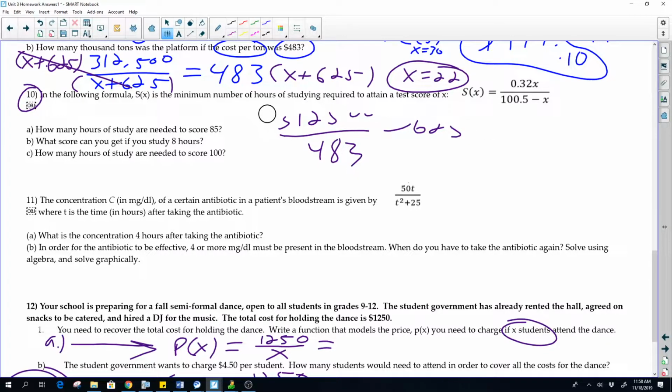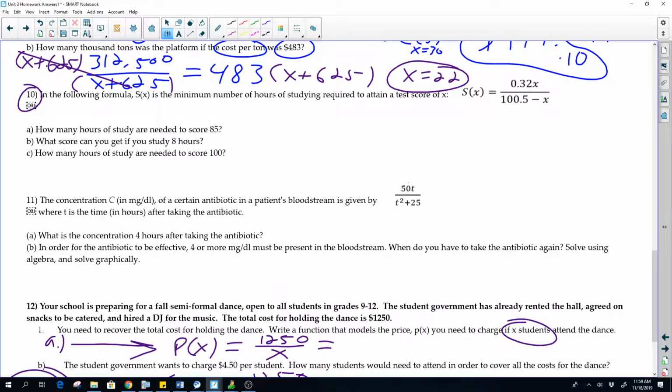So we have this beautiful equation. S of x is the minimum number of hours studying required to attain a test score of x. Wow, you gotta study this many hours tonight, you guys, for your test. Okay, because that's next time. So we have 0.32x all over 100.5 minus x. How many hours of study are needed to get a score of 85?